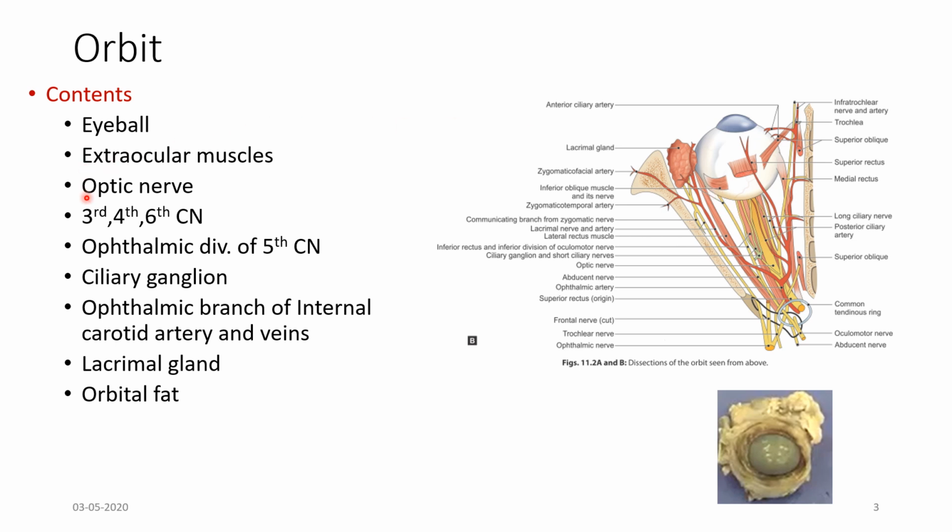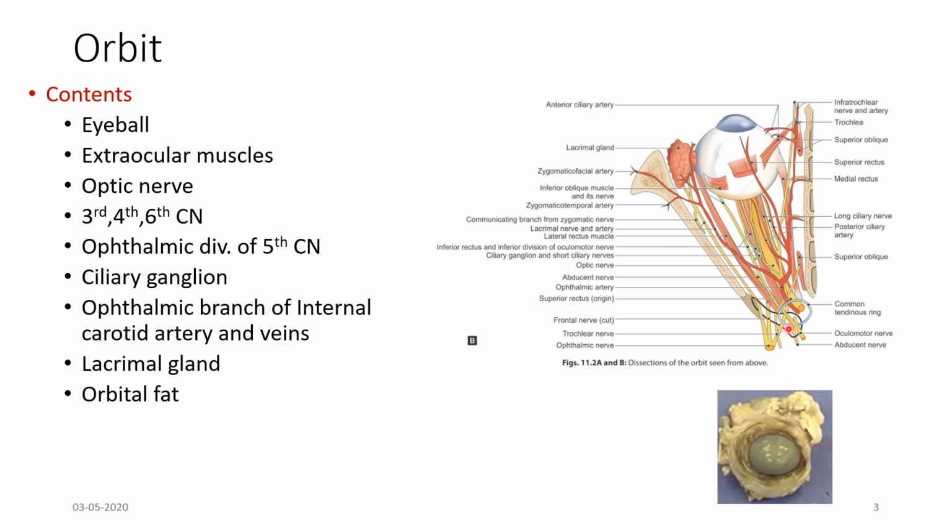So what is the third cranial nerve? It is the oculomotor nerve. The fourth is the trochlear nerve. The sixth is the abducent nerve. These three nerves supply the extraocular muscles of the eyeball. And you will see the ophthalmic division of the fifth cranial nerve. The ophthalmic division of the fifth cranial nerve also is seen in the orbit.